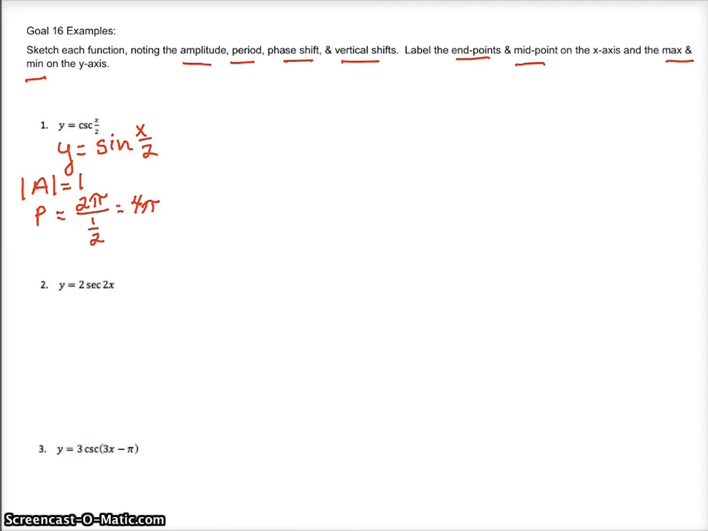There is no phase shift. We are not adding or subtracting any values to x. There is no vertical shift. We are not adding or subtracting any values to the function. So let's sketch sine of x divided by 2. I'd like you to pause the screencast, plot 1 period of sine half x, and then turn it back on, and we'll discuss using that to sketch cosecant.